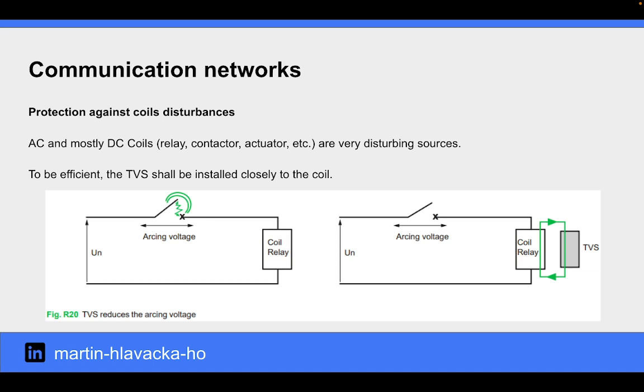Protection against coil disturbances. AC and mostly DC coils are very disturbing sources. To minimize these high-frequency disturbances, a TVS could be implemented. To be efficient, the TVS shall be installed close to the coil.